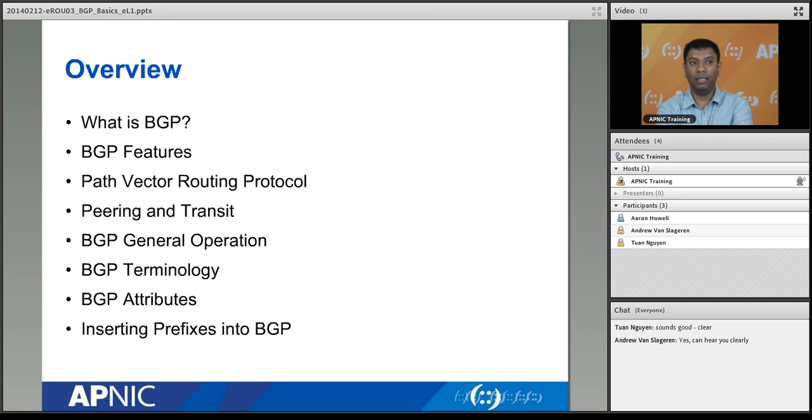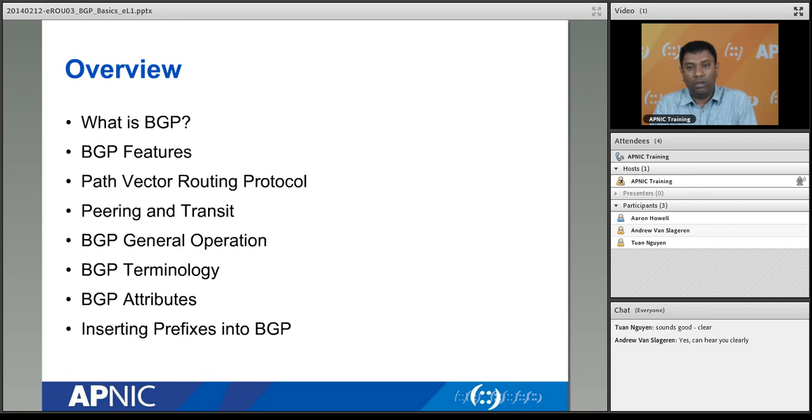Then we'll see what type of protocol BGP is, and what attributes BGP has in terms of a path vector routing protocol. Then we'll see some terminology on peering and transit. Those two definitions are very, very important because this is how the business process actually comes into the picture, from the peering and transit concepts.